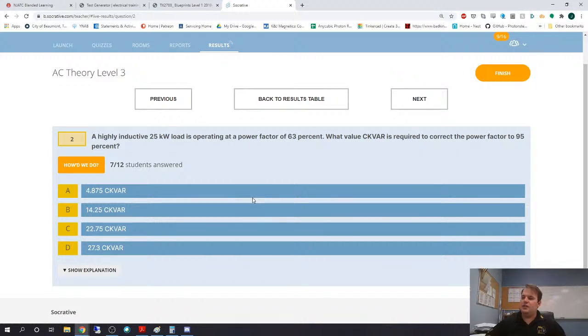A highly inductive 25 kilowatt load is operating at a power factor of 63%. What value of kVARs is required to correct the power factor to 95%?